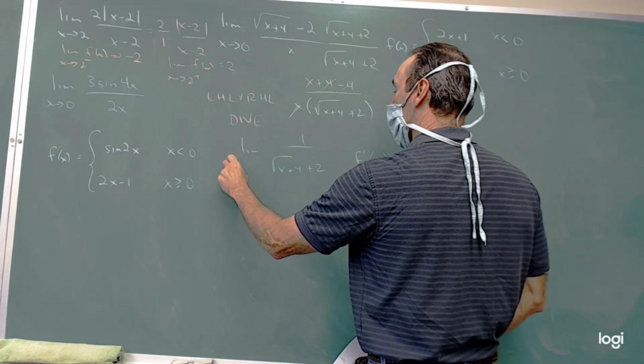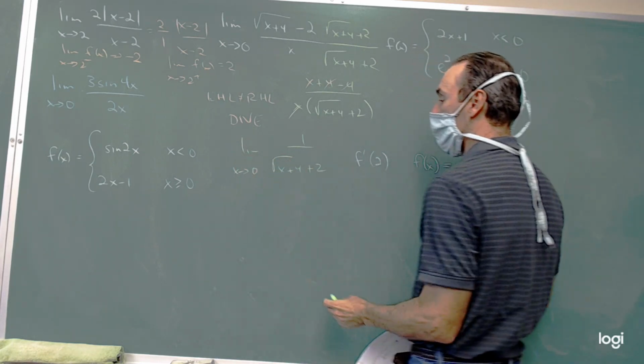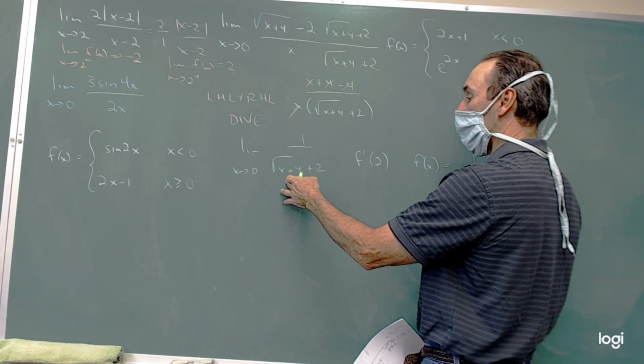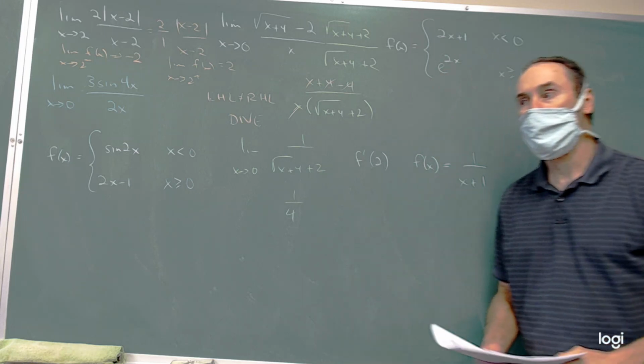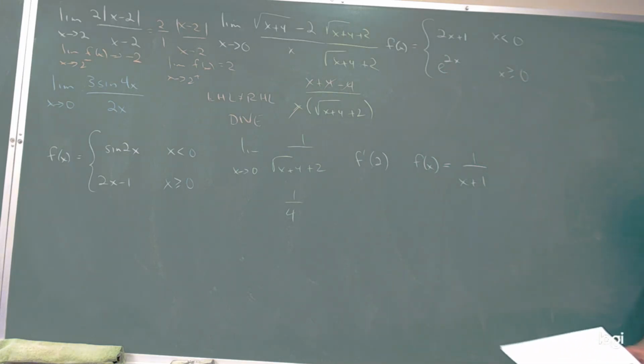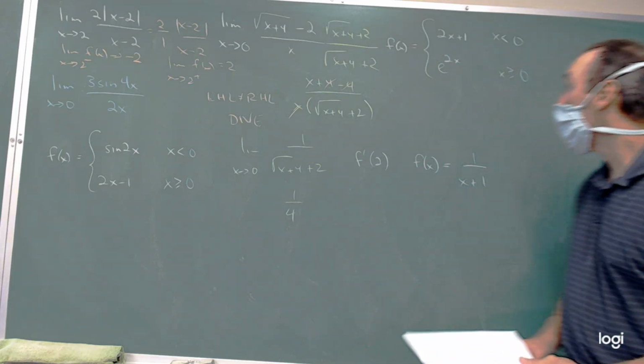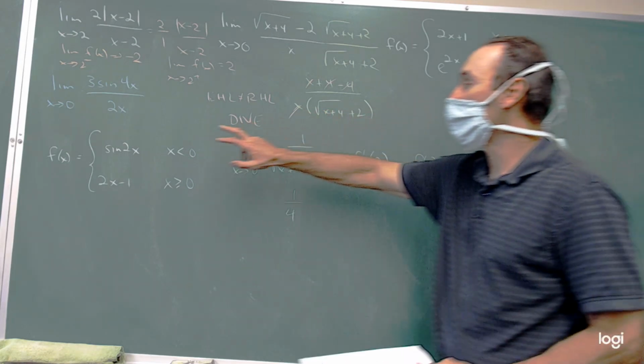Now we can take that limit as x goes to 0. Since the square root of 4 is 2, we're going to get 1 over 2 plus 2, and so the limit is 1/4.